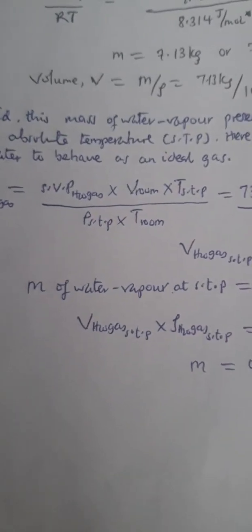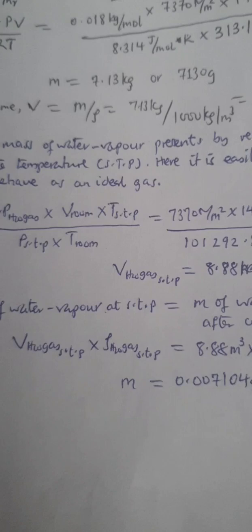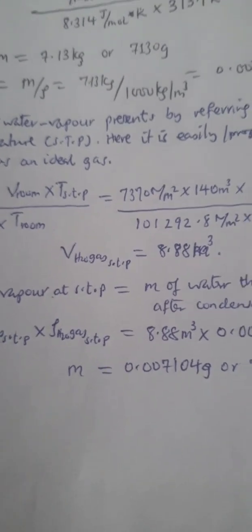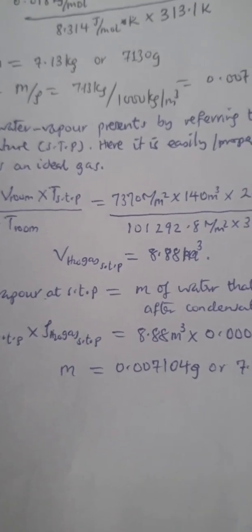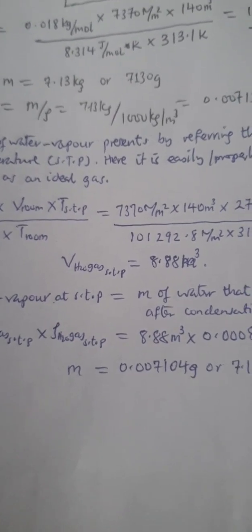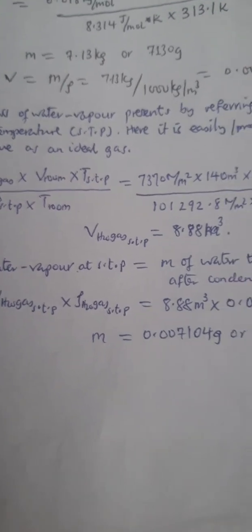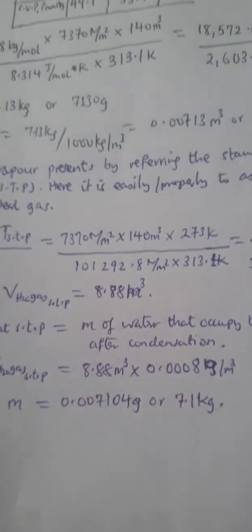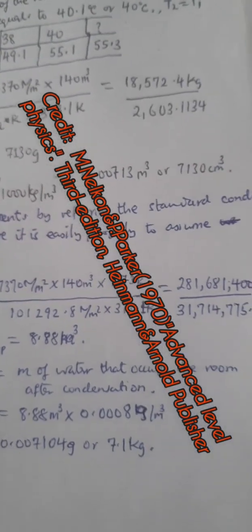Now our mass of water vapor is equal to the volume of water vapor at STP times the density of water vapor at STP. Remember that the density of water vapor at STP is not equal to the saturation vapor density of the same water at 0 centigrade or 273 Kelvin. Each saturation vapor pressure has its particular density at its particular temperature, which is quite different from the conditions of STP. Now our mass is equal to 0.07104 grams or 7.1 kilograms, with a small discrepancy from the first method, and I recommend you use this method for the best result.